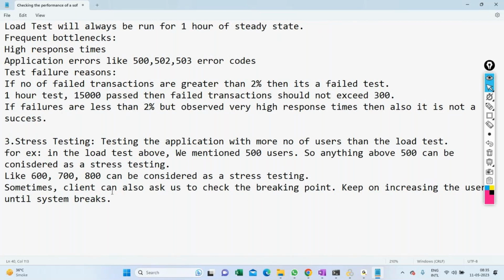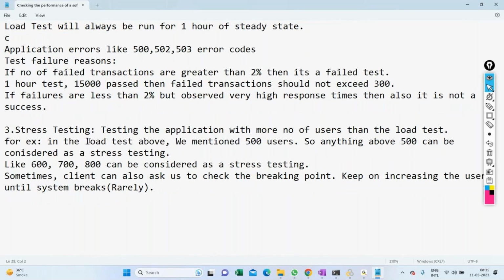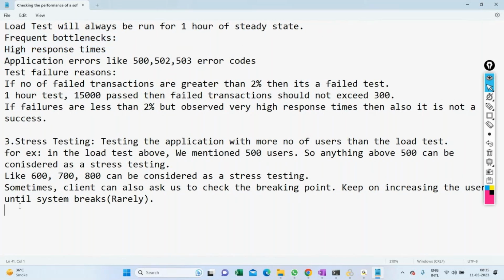Rarely the client can also ask us to check the breaking point, keep on increasing the users until the system breaks. This is rare, and we don't do it frequently, not every release. The stress testing can also be 1 hour. You can run it for 1 hour. Frequent bottlenecks are again high response times, system crashes, or application crashes. These are the frequent bottlenecks that we observe. Any doubts in stress testing?